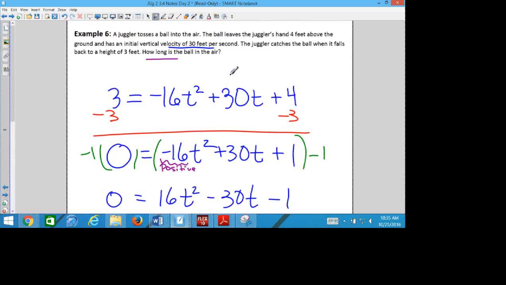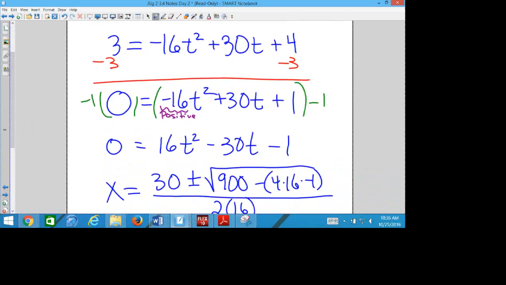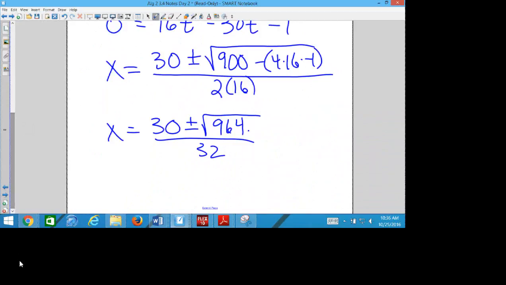What are they asking me to find? It says, how long is the ball in the air? What are we solving for? In this equation, what am I solving for? T. T is time. Does it make sense to have the square root of 964 as part of my answer if I'm talking about time? No.